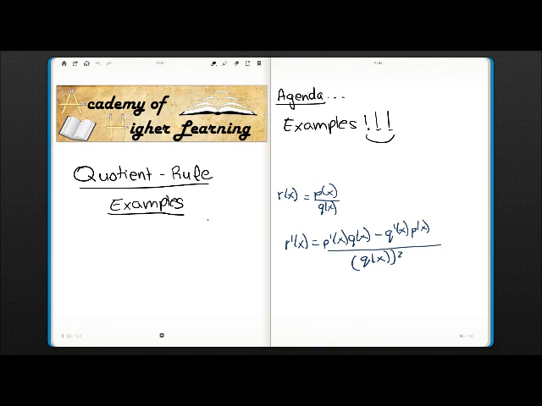Hello and welcome. In this video I'll be just going over quotient rule examples. So on the agenda is just quotient rule examples. And here's a recap of the quotient rule.